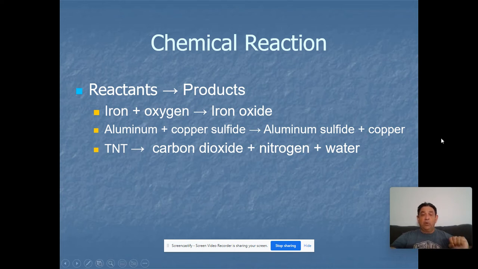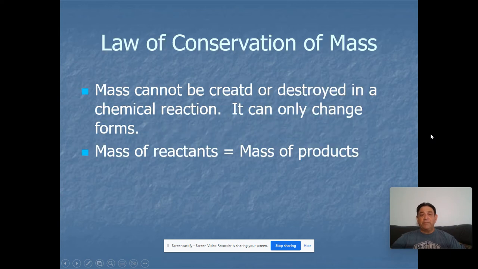Okay. Now, there's going to be a whole chapter on chemical reactions. I think it's chapter 10 once we get into it. And we'll get there. But today, right now, we're looking at this law of conservation of mass. So we need to see the relationship between these two things. And a chemical reaction will help us kind of see how the law of conservation of mass works.